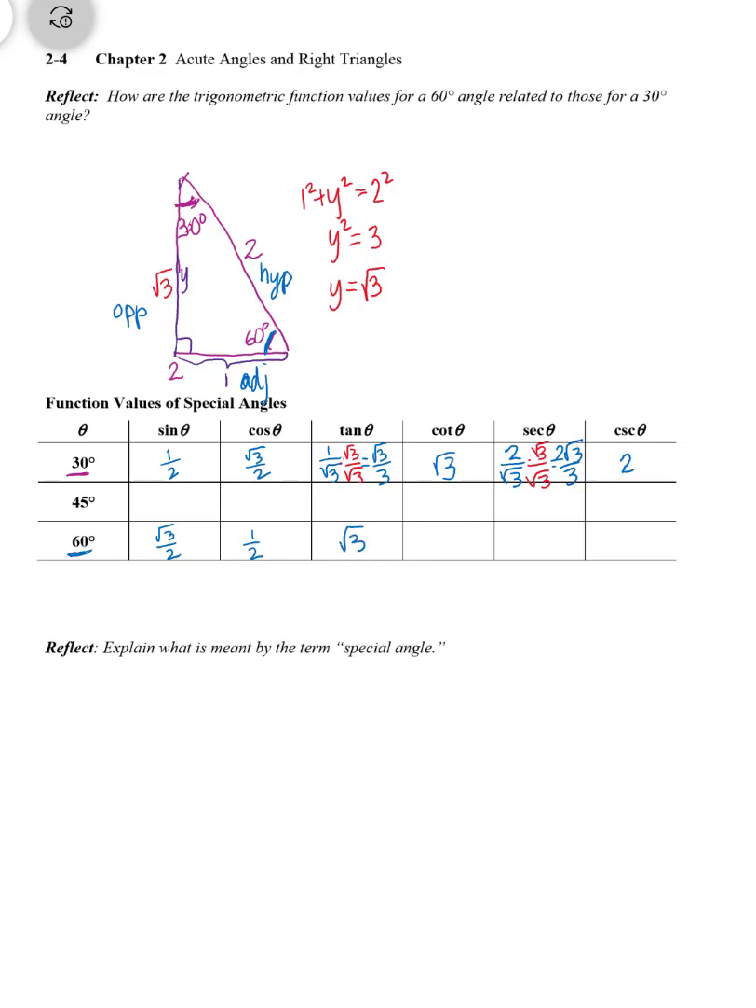And again, some more practice with the reciprocal trig identities. Cotangent is the reciprocal of tangent, so we have 1 over root 3. We'll rationalize the denominator, this is root 3 over 3. Secant is the reciprocal of cosine, so reciprocal of 1/2 is 2. Cosecant is the reciprocal of sine. Rationalize the denominator, we get 2 root 3 over 3.